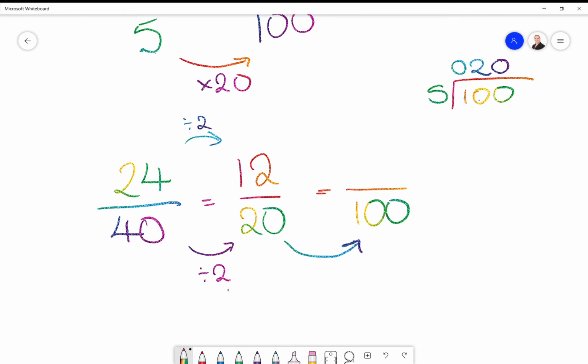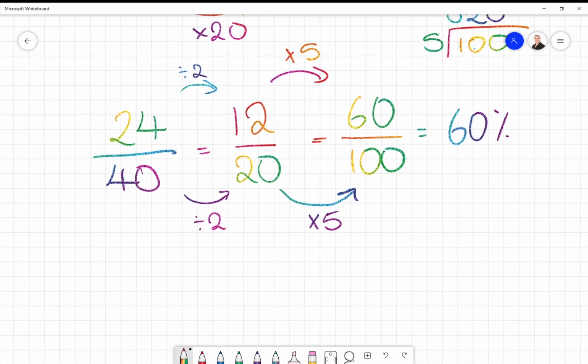I know that 20 goes into 100, 20, 40, 60, 80, 100 goes in 5 times. So I can times the top by 5. 12 times 5 is 60. 60 per 100, 60%. So that was one way. So that's one way with making the fraction smaller by simplifying and then making it bigger.